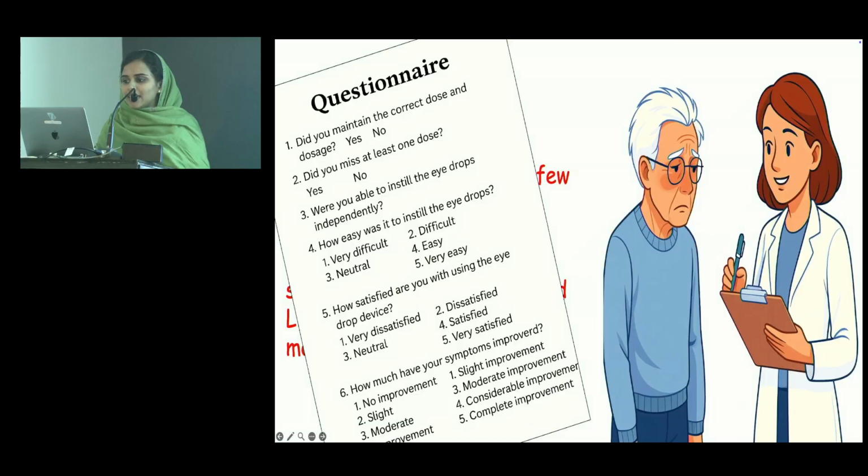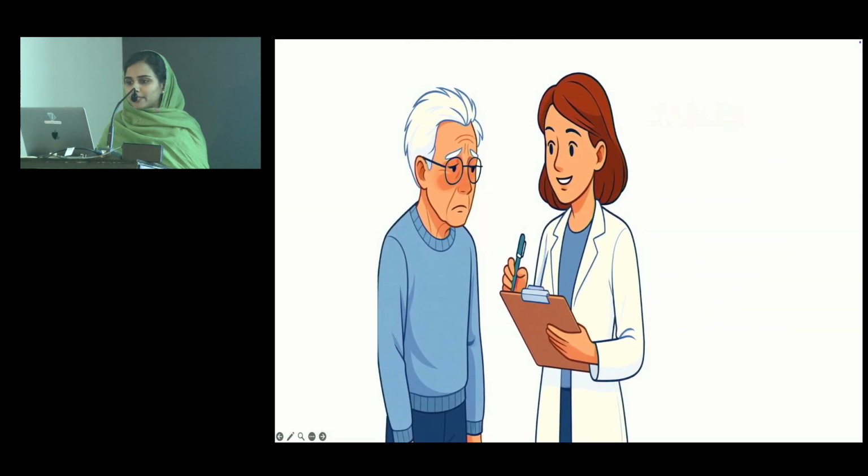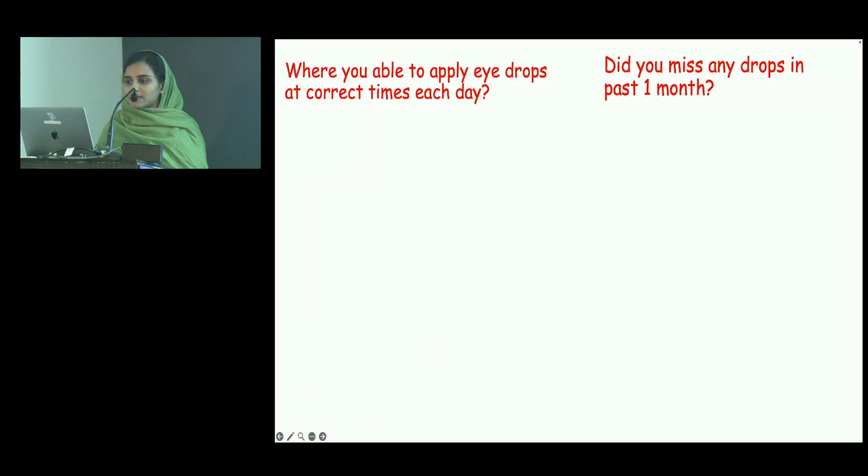The questionnaire mainly consisted of 6 variables: whether they maintained correct dose and dosage, did they miss any dose, whether independent instillation was possible or not, how easy it was to instill the drops, how satisfied they are with their eye drops, and the symptom improvement. These were the 6 variables.